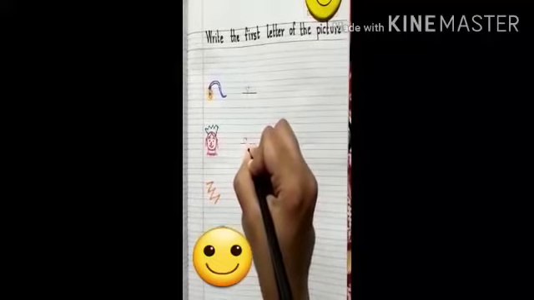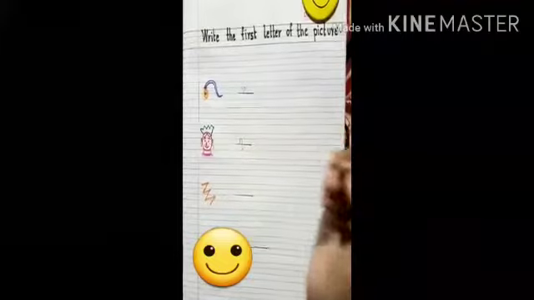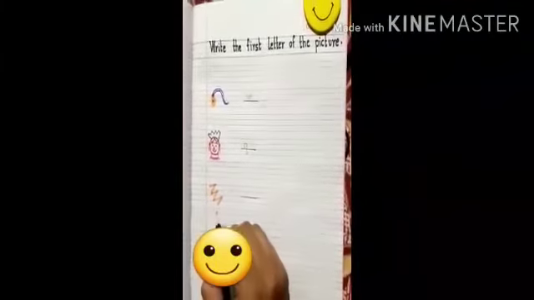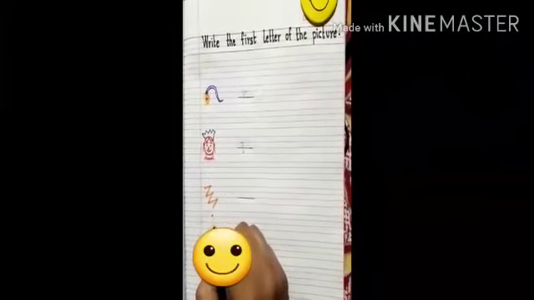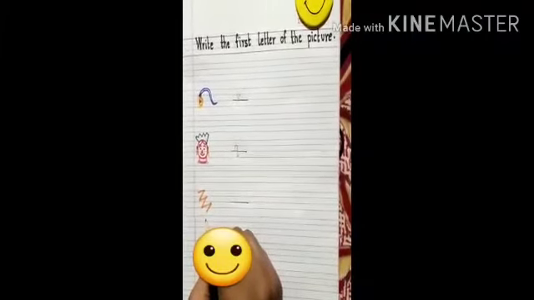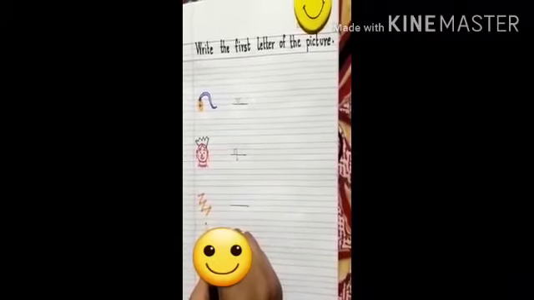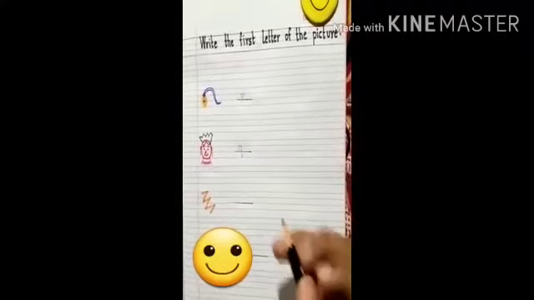Make a standing line over here. Then make a short slanting line. This makes the letter Q. What is this? Just now you have seen it. What is this? Yes, this is a picture of zigzag. And what is for zigzag? Letter Z. Let's write letter Z.